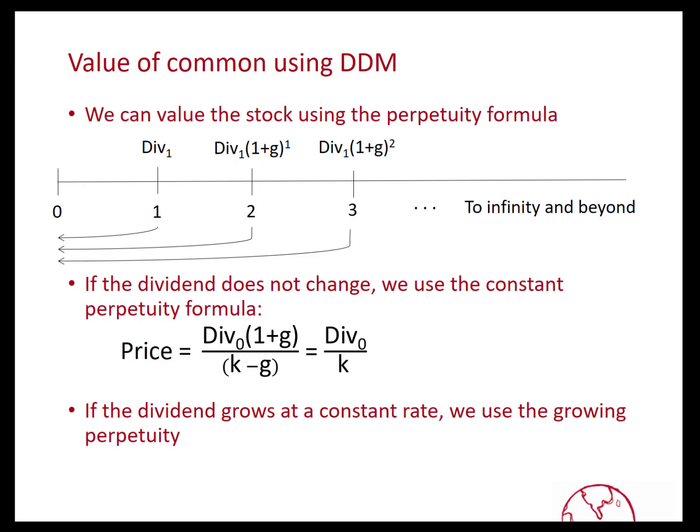The second case is where we have a dividend that we assume grows at a constant rate, in which case we use the growing perpetuity formula. As you can see, we grow the dividend in the last period by 1 plus g and divide it by the difference between the cost of equity and the growth rate. Or we use the forecast dividend in the next period and divide it by k minus g. Let's look at some examples.